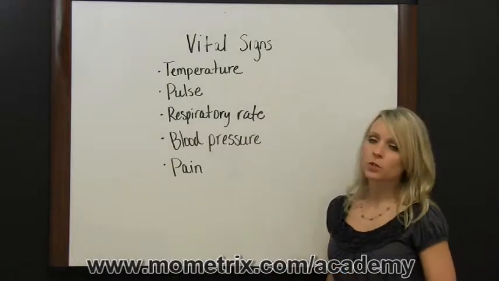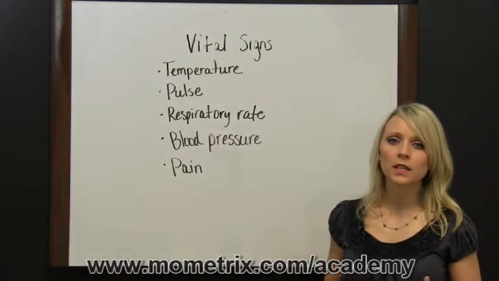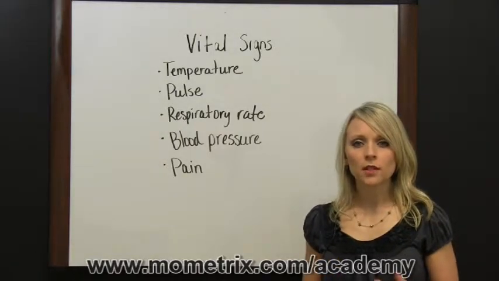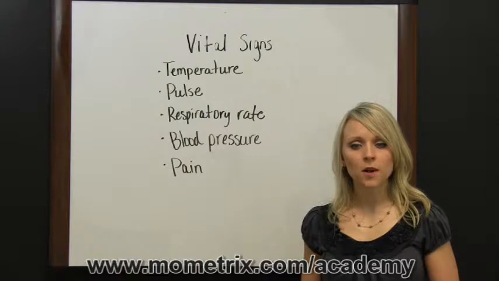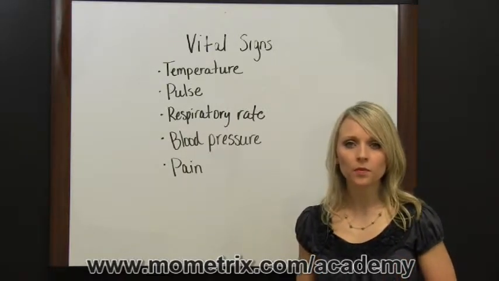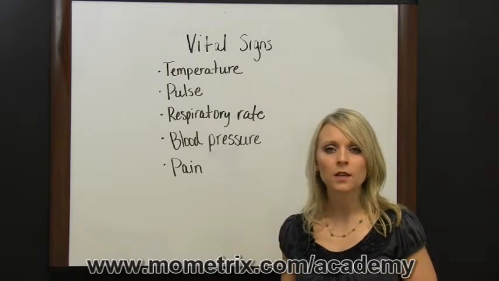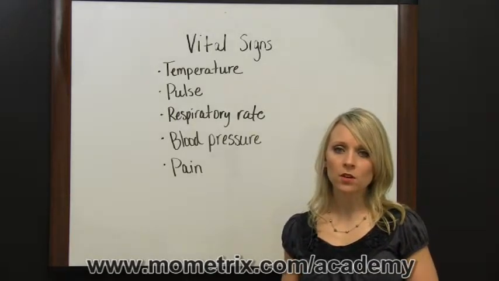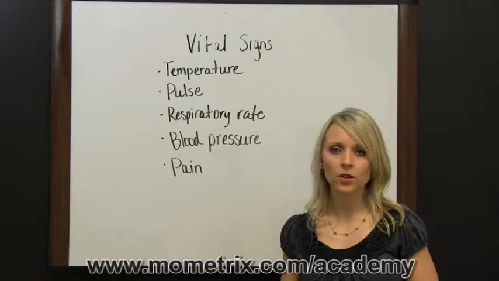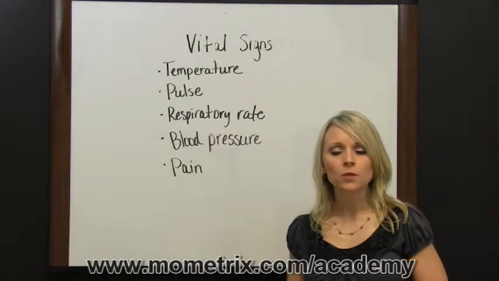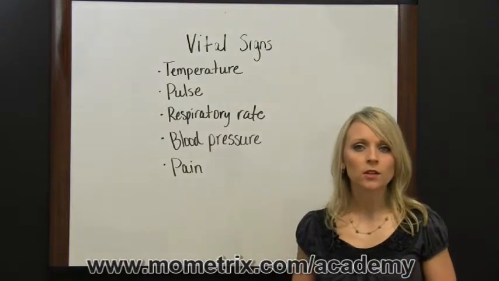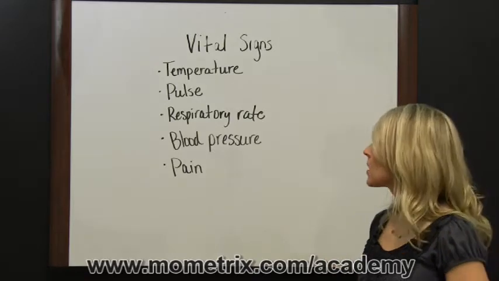When assessing for temperature, it is commonly taken orally, or in the mouth, which involves using a thermometer, placing it under the patient's tongue. It can also be taken axillary, which is under the arm, which is not as accurate, or rectally, which is very accurate in most cases.